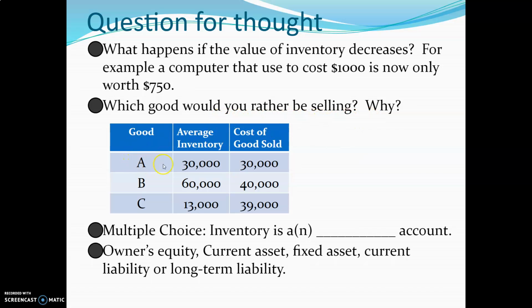We've got good A, average inventory 30,000, cost of goods sold 30,000. Good B, $60,000 worth of inventory and cost of goods sold 40,000. And finally, good C, which is average inventory 13,000 and cost of goods sold is 39,000. And here's a multiple choice question. Is inventory an owner's equity account, current asset, fixed asset, current liability, or long-term liability? These are the questions we hope to answer in this lesson.